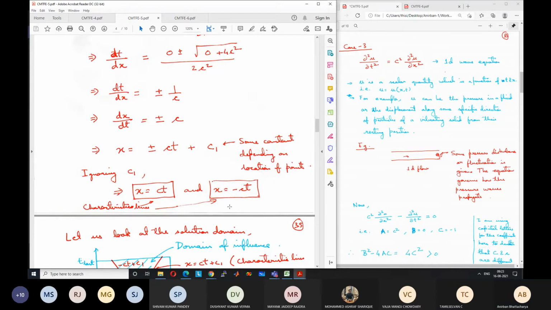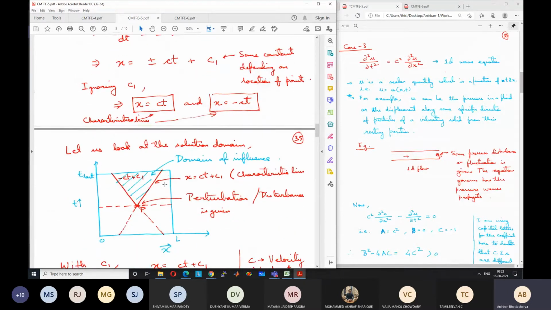If the initial location is at some reference point x equal to 0, we can write x is equal to ct as one equation, and the other equation x equal to minus ct. If c1 has some positive value, we can write this as c1 plus ct and c1 minus ct, where c1 is a constant. These equations are equations of lines, right? Straight lines. So these are the equations for the characteristic lines in this case. We have two straight lines as the characteristic lines for this hyperbolic problem.